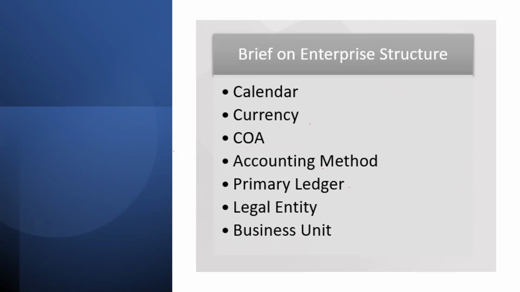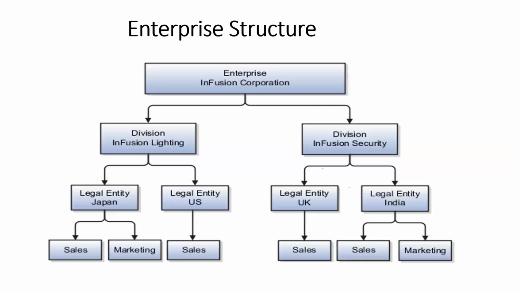Now let's understand one by one. In enterprise structure, you can see this graph of how a real-time enterprise structure will be created. Here you can see an enterprise like Infusion Corporation, that is the organization name. They have different business processes, in Infusion Lighting and Infusion Security, just as an example. They have two business processes, which means they will maintain two primary ledgers.